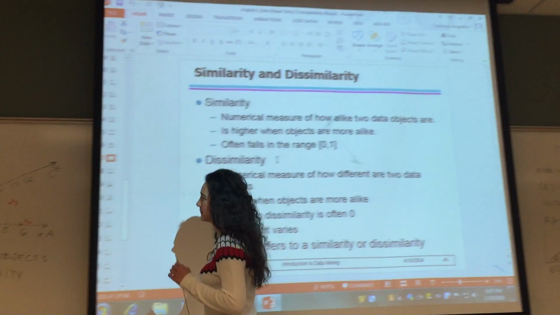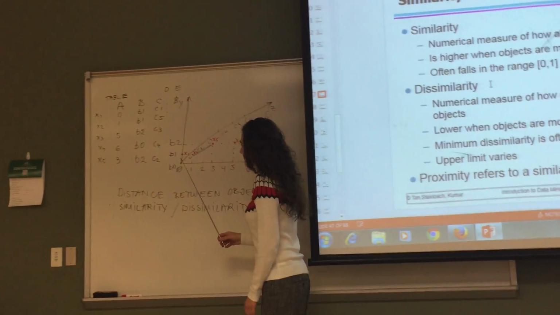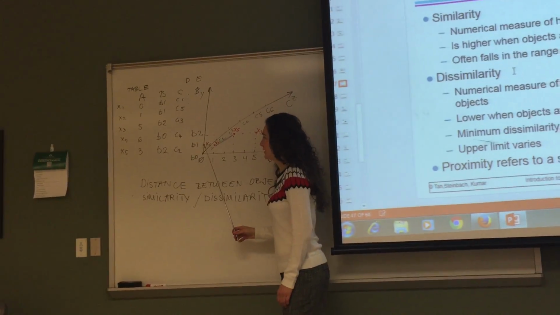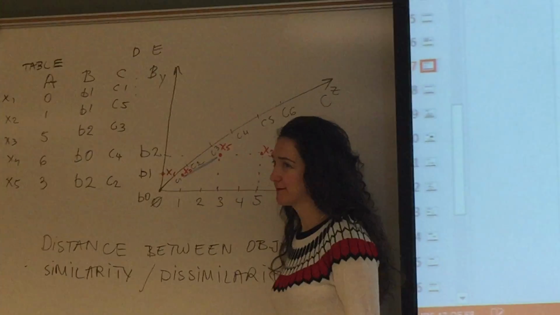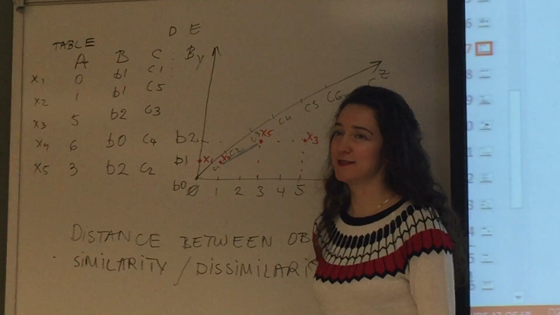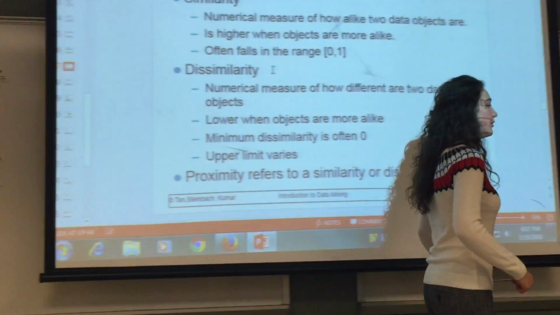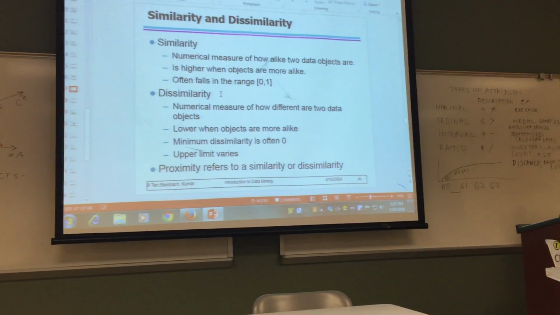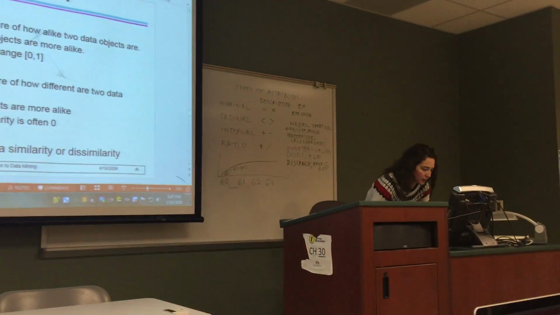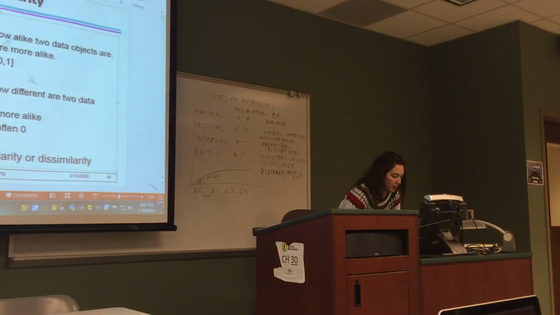For example, what is the similarity between x1 and x1? 1, because it's the same object. So the similarity of an object to itself is 1. Dissimilarity will be exactly the opposite thing.